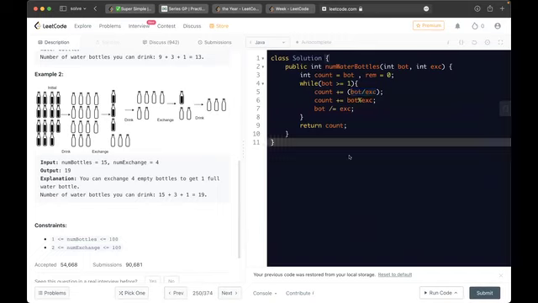Okay, I'll see this code during the booster session. The time is already over. Okay.